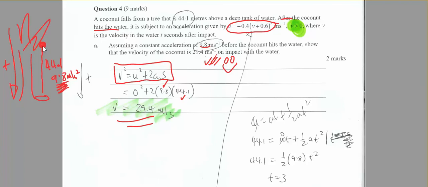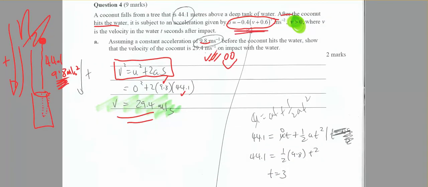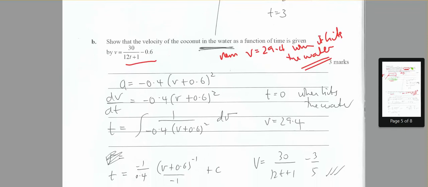The coconut's fallen to the water. Now when it hits the water, it's going to sink, then rise to the surface. So when it's in the water, show the velocity of the coconut in the water as a function of time is given by this rule. Well, when it's in the water, it's under this acceleration, and the acceleration is now varying. I can't use these rules anymore because the acceleration is varying. So it's a show that.